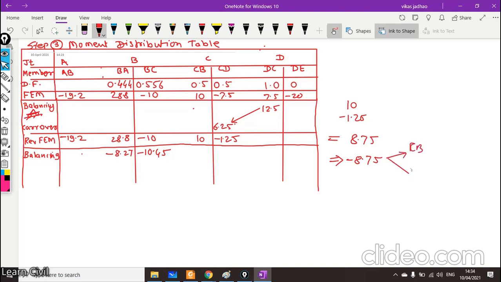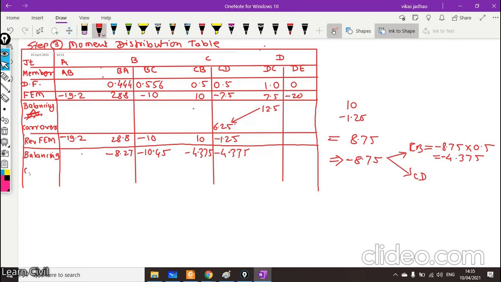CB and CD. CB will be sharing minus 8.75 multiplied by the distribution factor value for CB, that is 0.5. So this will be equal to minus 4.375. So just write down here minus 4.375. Similarly, here also we'll be having distribution factor as 0.5. Therefore, it will be minus 4.375. This is called as balancing.